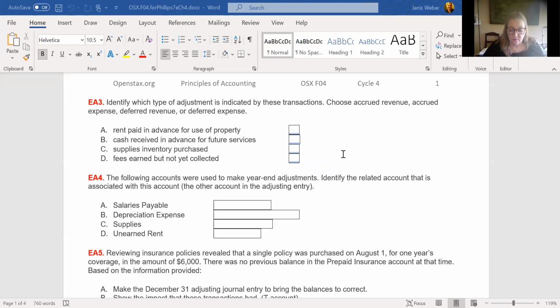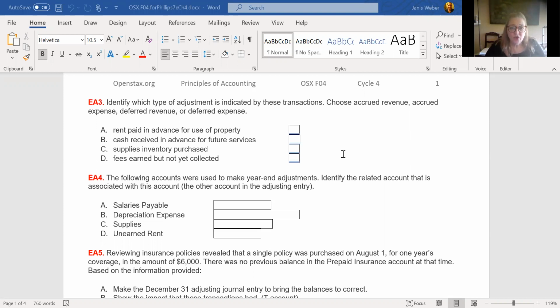Okay, we're going to work on some adjusting entries using the exercises in OpenStax chapter 4, the exercises at the end of the chapter. I have a link to that website at the bottom of this screen, it's just openstax.org. I'm using them as supplemental exercises to try to get you some reps on these adjusting entries. All right, so the first one we'll do is exercise EA3.